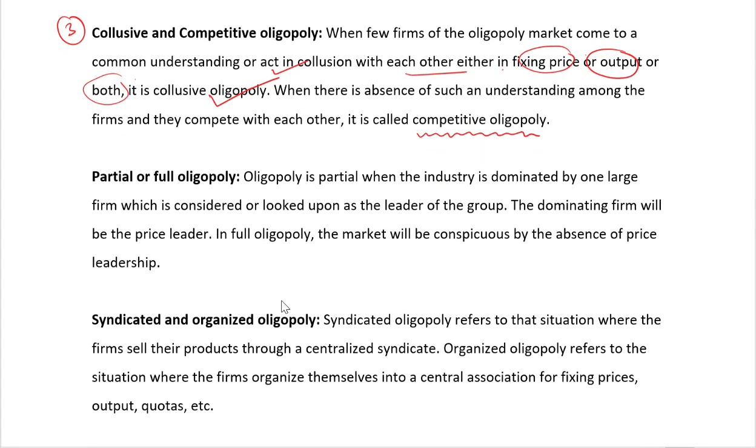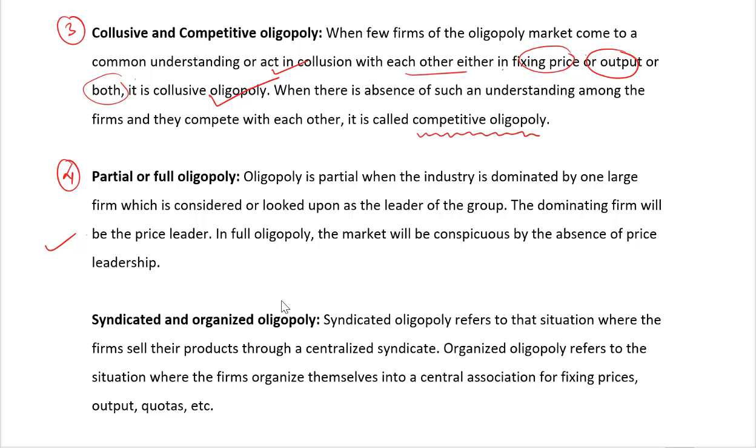The next concept is partial oligopoly or full oligopoly. If I talk about partial oligopoly, it is a situation when the industry is dominated by one large firm, which is looked upon as the leader of the group, and the dominating firm will be a price leader. But in case of full oligopoly, the market will be conspicuous by the absence of price leadership. I believe you understood.